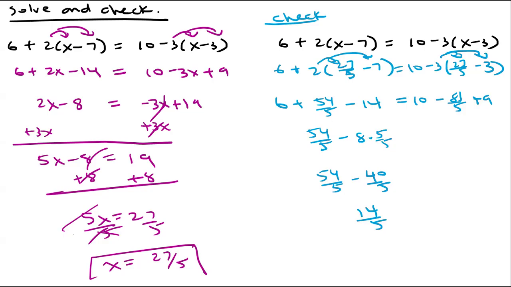All right, so this side we do the same thing. 10 plus 9 is going to give us 19 minus 81 over 5. So I multiply top and bottom by 5. So 19 times 5 gives me 95. So 95 over 5. Okay. Minus 81 over 5. That gives me 14 over 5. So they are equal. So check.